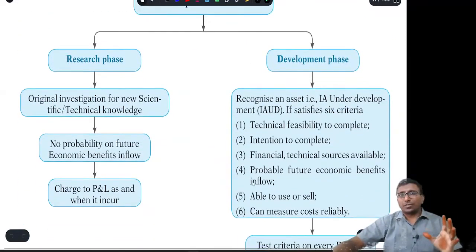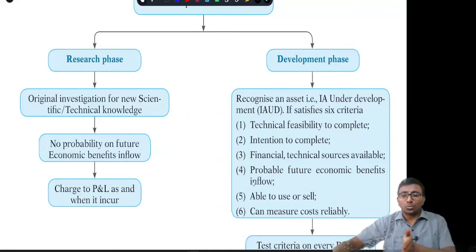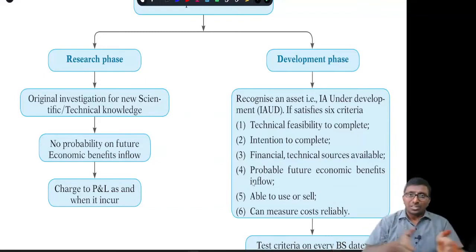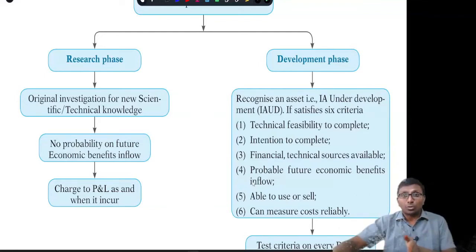In the research phase, whatever expenses you have incurred are all supposed to be charged to profit and loss, because you don't know whether it is going to be successful, whether you are going to make money or not. Even though research is completed during the year, and even if research is successful at the end of the day, till the last minute of the research you are supposed to charge it to profit and loss.